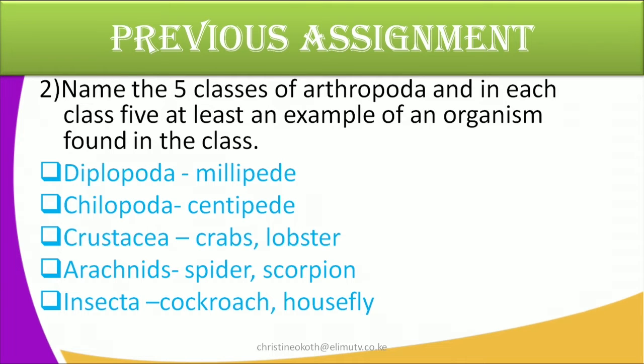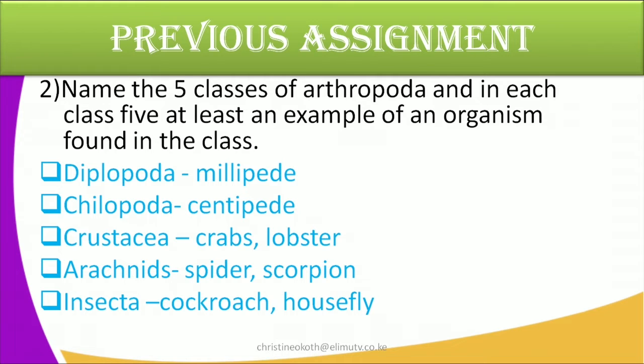Question number 2, name the 5 classes of Arthropoda, and in each class, give at least 5 examples of an organism which is found in that specific class. So we have 5 classes. Number 1, we have the Diplopoda. An example of an organism found in Diplopoda is the millipede, which we talked about in the previous lesson. We looked at the characteristics of the millipede, that is the Diplopoda.